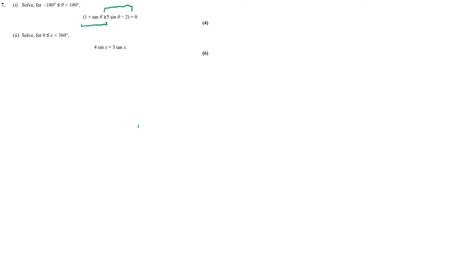Okay, so here I have either this is equal to 0 or this is equal to 0. And we need to solve theta between negative 180 degrees and 180 degrees. So I have 1 plus tan theta is equal to 0, 5 sine theta minus 2 is equal to 0. So I have sine theta is equal to 2 over 5, and here tan theta is equal to negative 1. And if I use the calculator, we have negative 45.